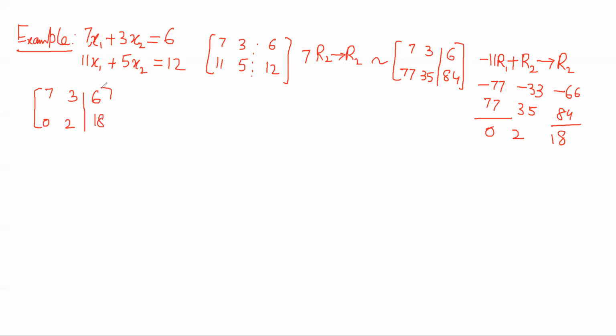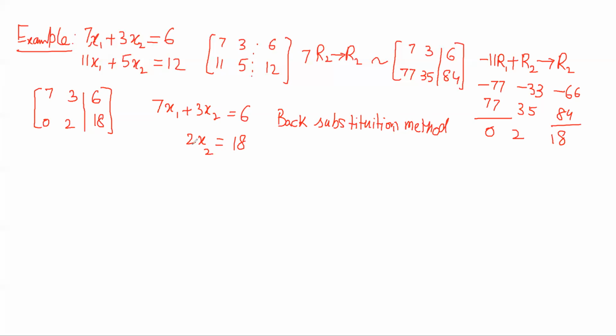Okay. So now this is the echelon form. You can see that the first non-zero term is 7 over here, and in the next row, the first non-zero term is 2. So this is the echelon form. In this echelon form, we can transform it back into 7x1 plus 3x2 is equal to 6, and 2x2 is equal to 18. So now we can apply the back substitution method to determine the values.